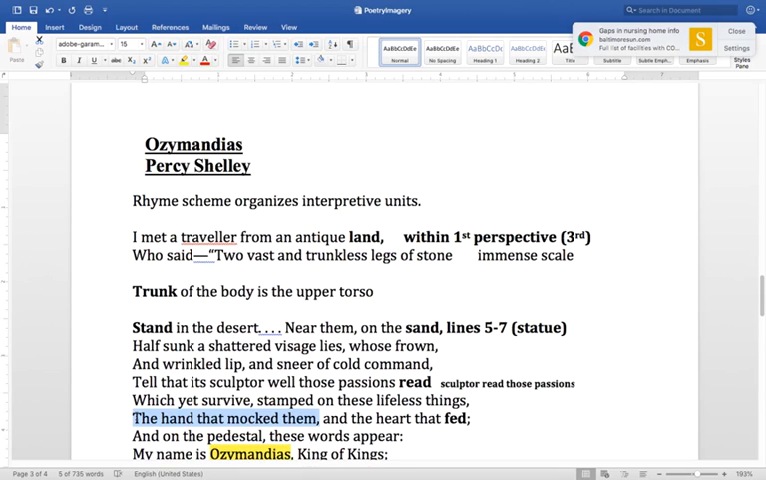And the heart that fed. And again, whose heart is being referred to here? It's the heart of the sculptor. We know this because we begin with the sculptor in this line, and we end with the sculptor's heart in this line. All the things that this cold king did to the sculptor has fed that heart, and that fed heart has resulted in a hand that has mocked the king that has asked for the statue to be made of him.